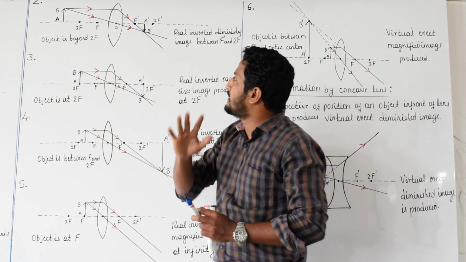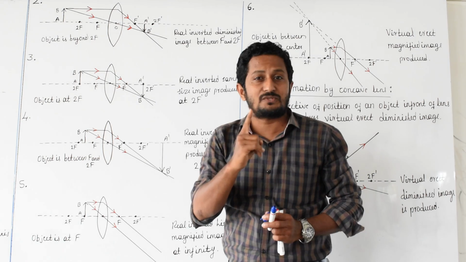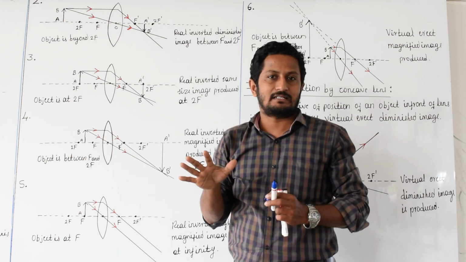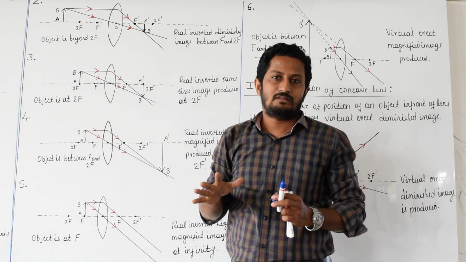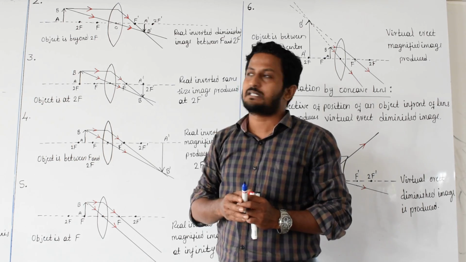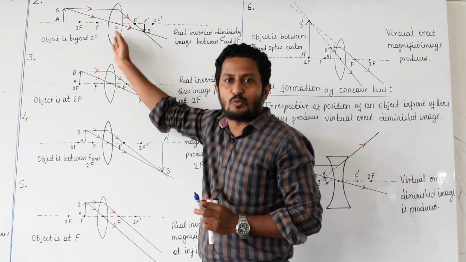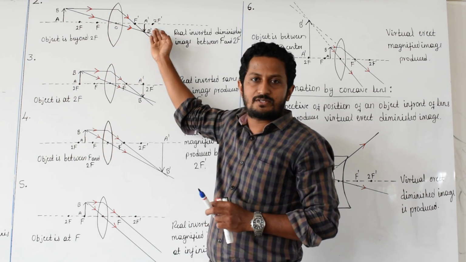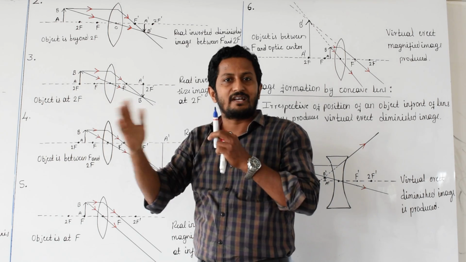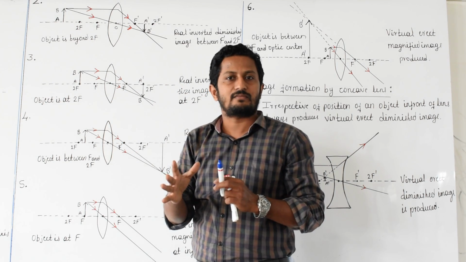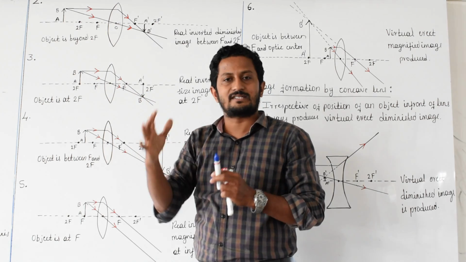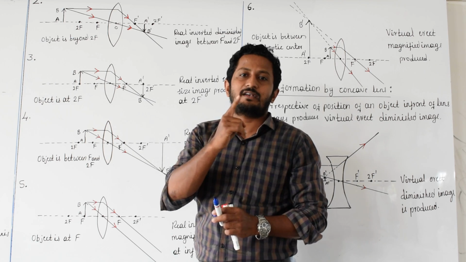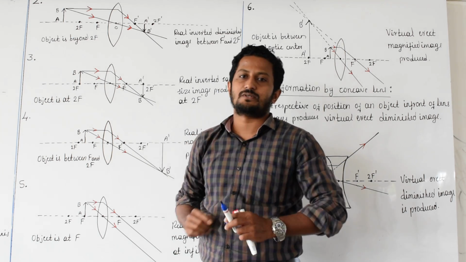Now see, concentrate. While drawing the diagram, it's very important. You have to represent them as equal. O to F dash and O to F look the same, and O to 2F dash and O to 2F look the same. That's why you have to represent their distances looking the same. Then only will you get the correct ray diagram. That's very important.